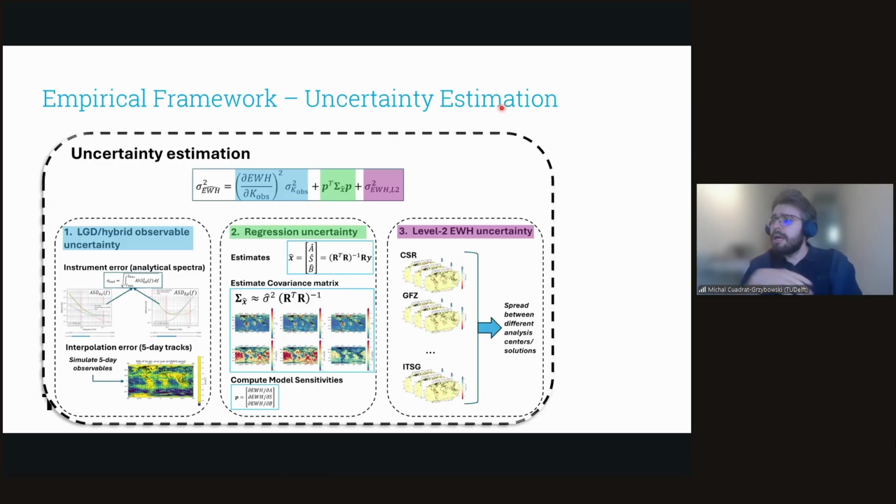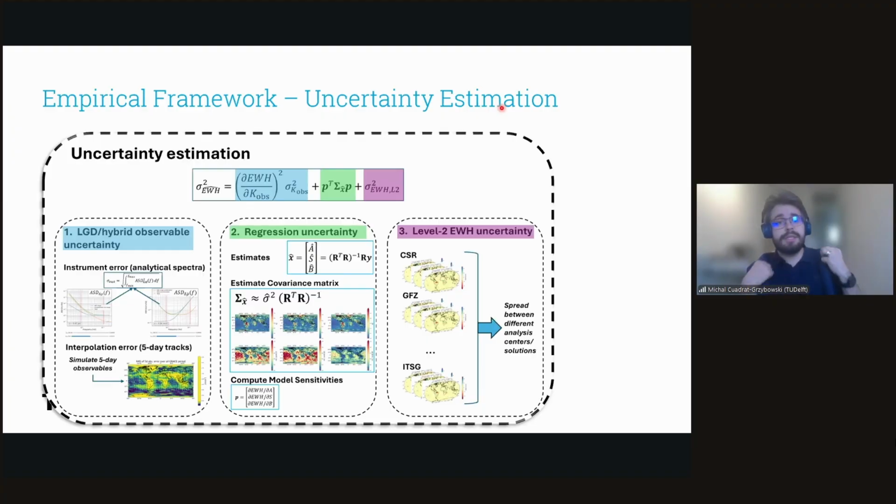The empirical framework for the uncertainty estimation is quite straightforward and very important for data users. It is composed of 3 parts. The observable uncertainty itself, this is from instrument error analytical spectra models. The interpolation error, as we are spatially interpolating, that of course generates an error. There is a regression. We are performing a regression, so of course there is a regression uncertainty parameter from it, related to the design matrix from the regression.